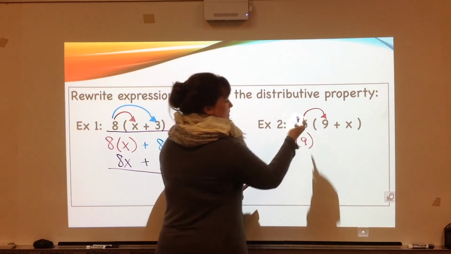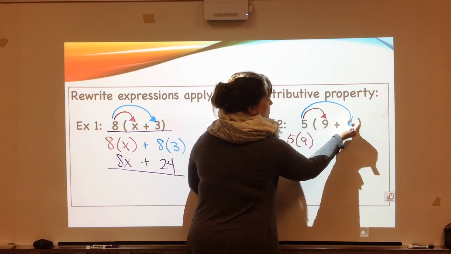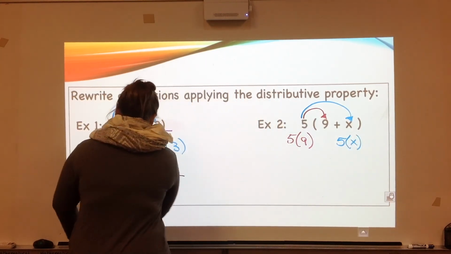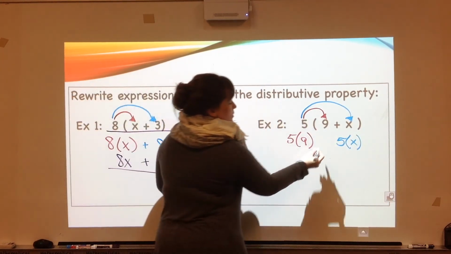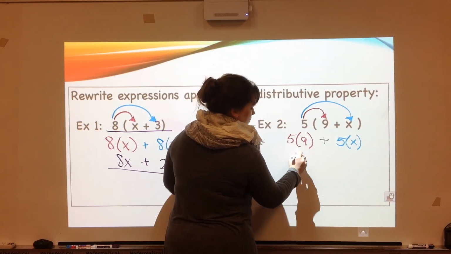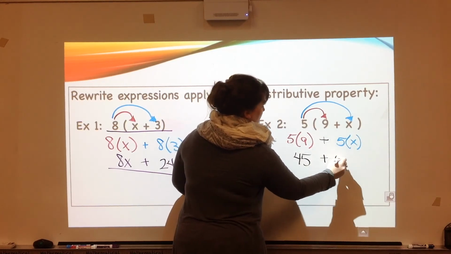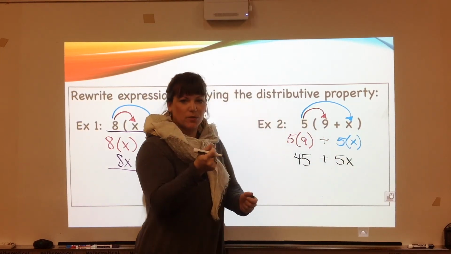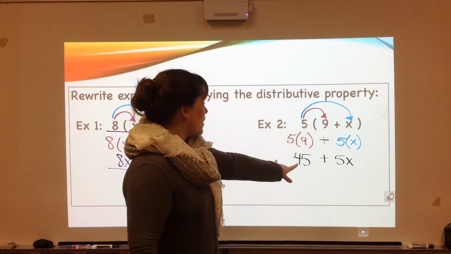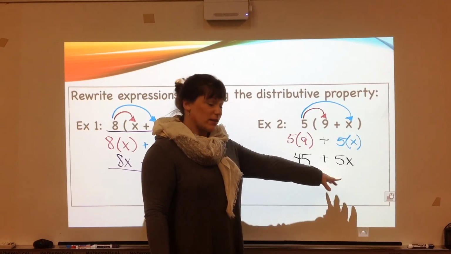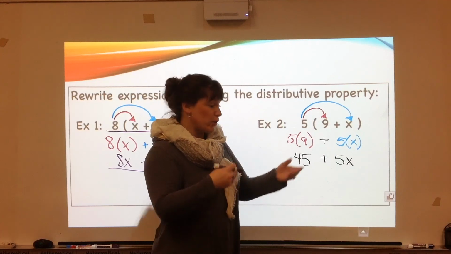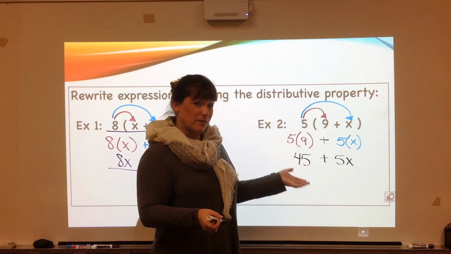Then the 5 is also going to be paired with the x and multiplied. And at the end, we're going to add. Now we have to simplify. 5 and 9 multiplied together. And then we have to just stick the variable with the coefficient, and we have 5x. It's okay if the 5x is last. It does not matter because remember, addition is commutative. We could rewrite this as 5x plus 45 if we really wanted to.